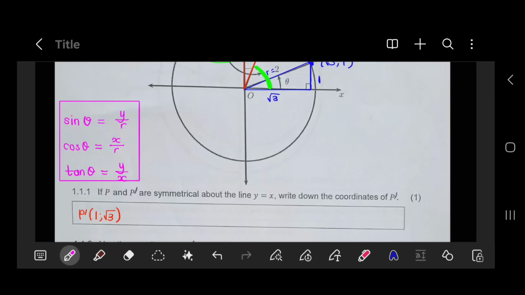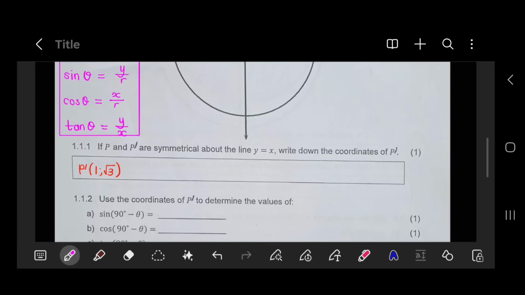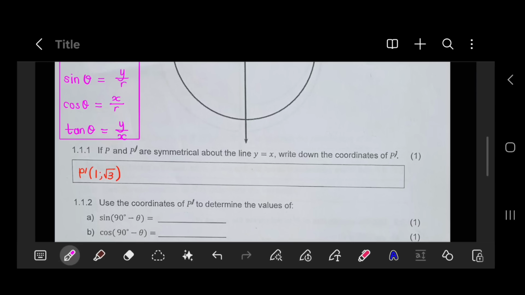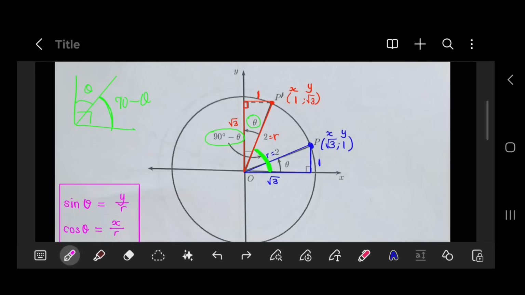So we're going to use this to answer the questions in 1.1.2. The first one they ask us is what sine of 90 minus theta is. And they ask you to use the coordinates of the image of P. That means that we are specifically going to refer to the triangle that is red, the red triangle.